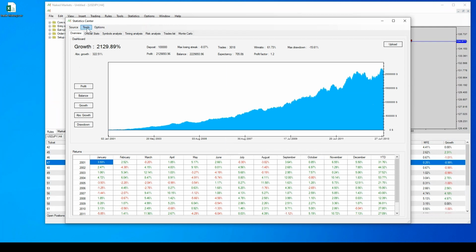If you want to merge different statements, you can do it from the Tools menu. Now, let's review the information provided by the Statistics Center module. First, the Overview tab gives you an overall assessment of the trading system.